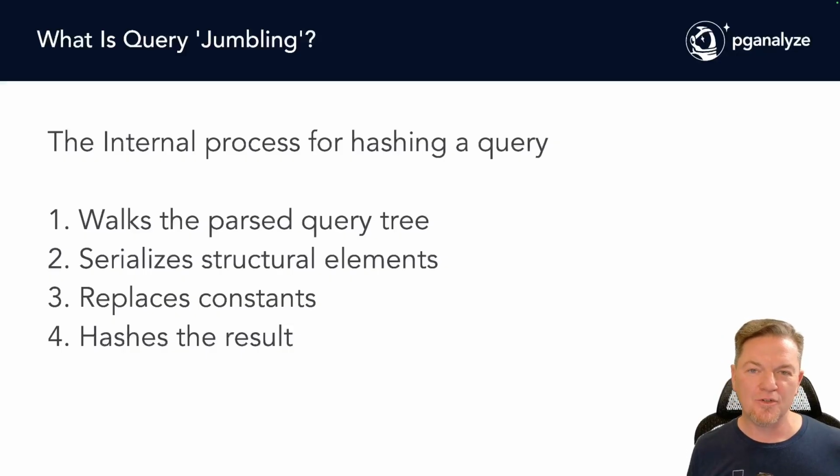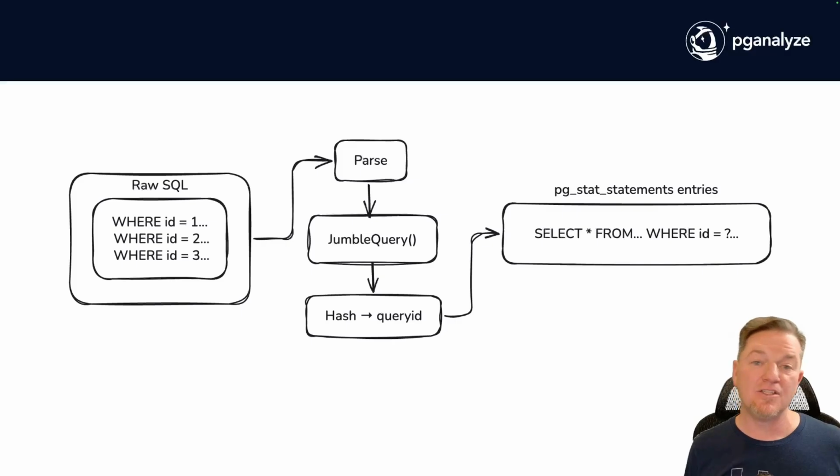There's actually an internal function called JumbleQuery. It takes that query text, walks the parsed tree generated from what that query represents, serializes some of the elements, and replaces those constants, those parameter values, things of that nature. What that ends up producing is what gets hashed and provides that query ID that gets stored inside of pg_stat_statements.